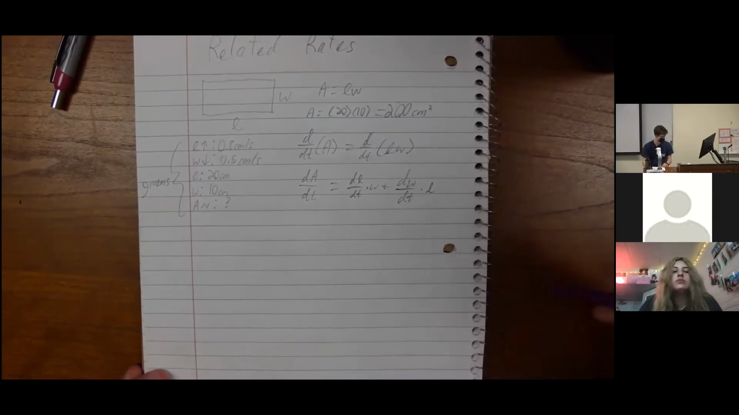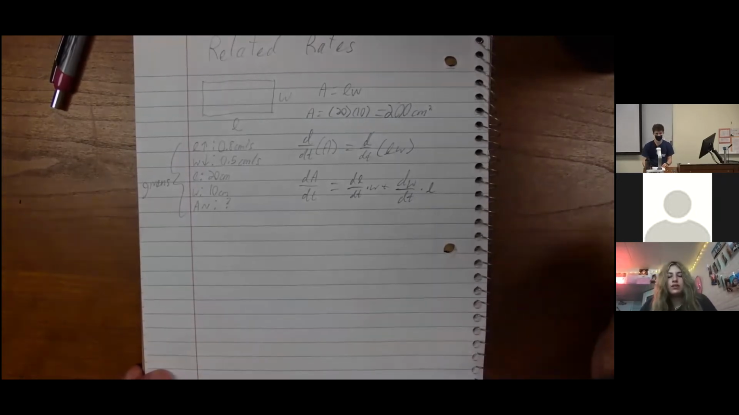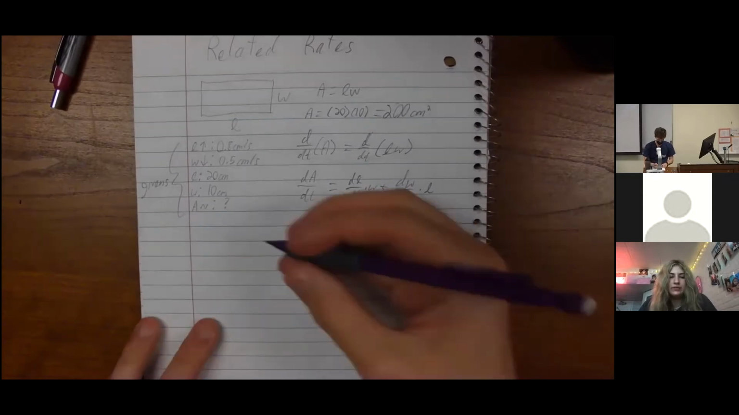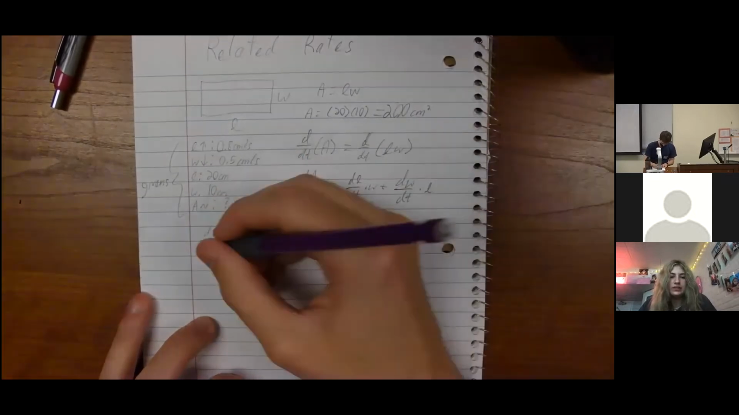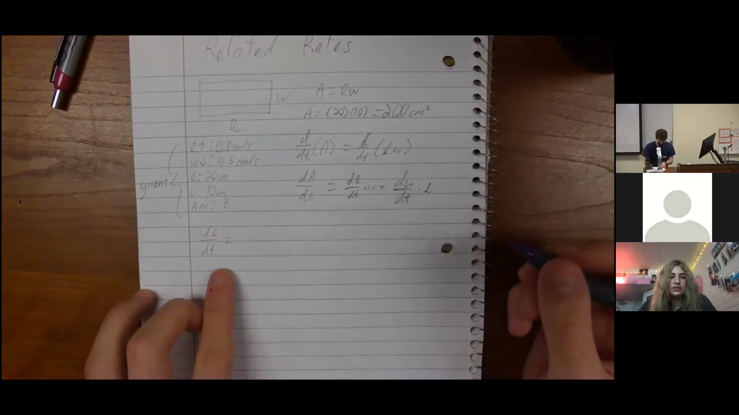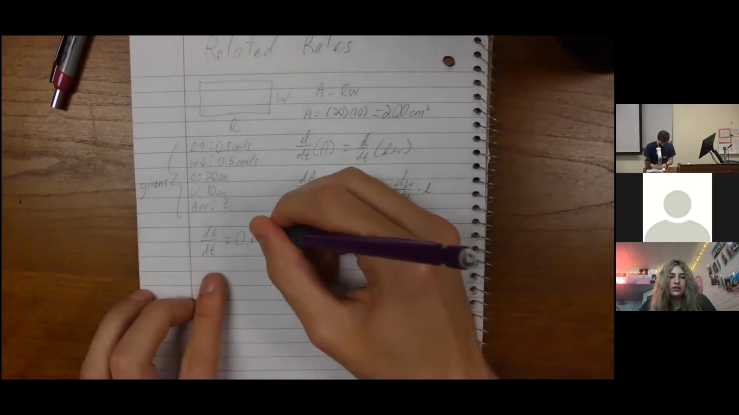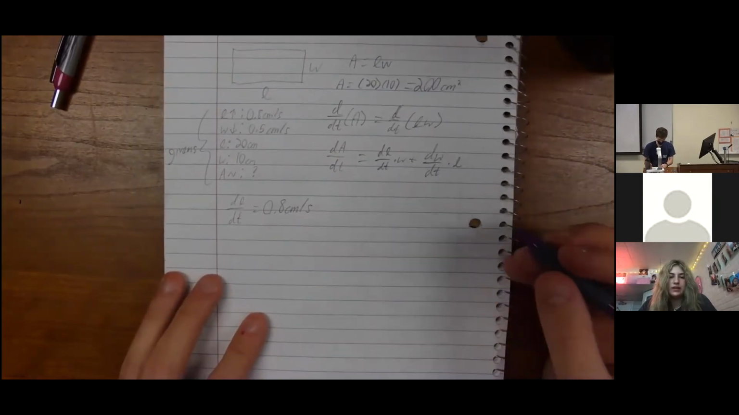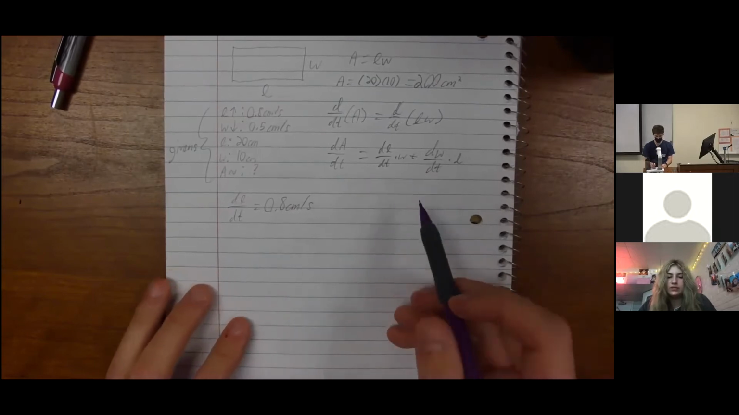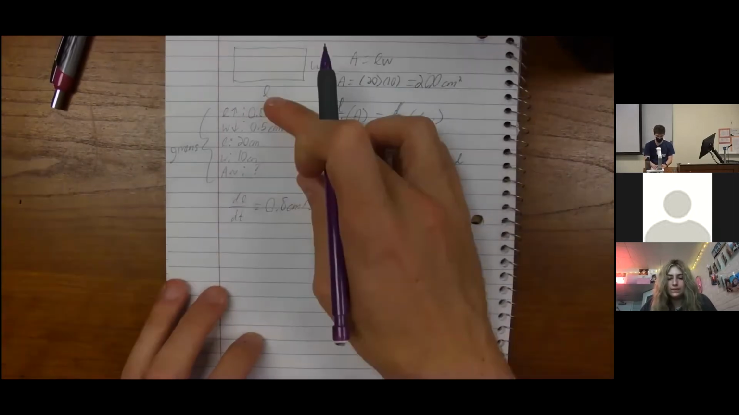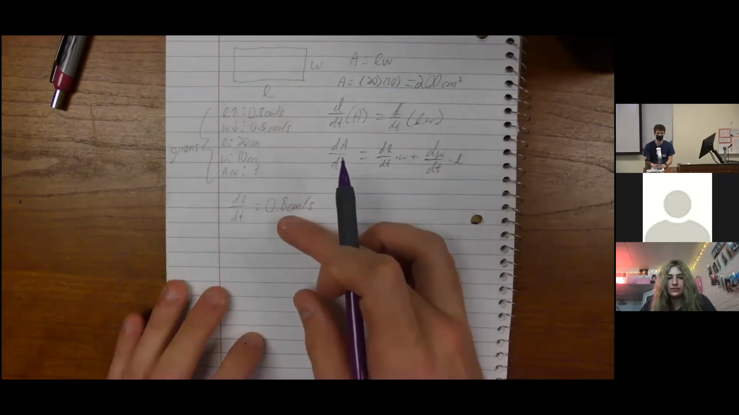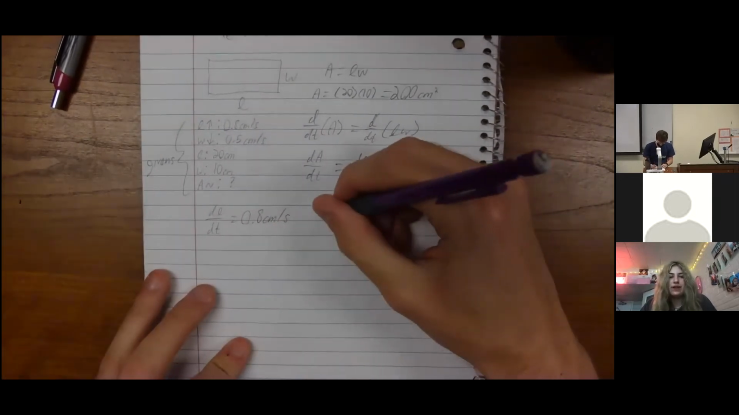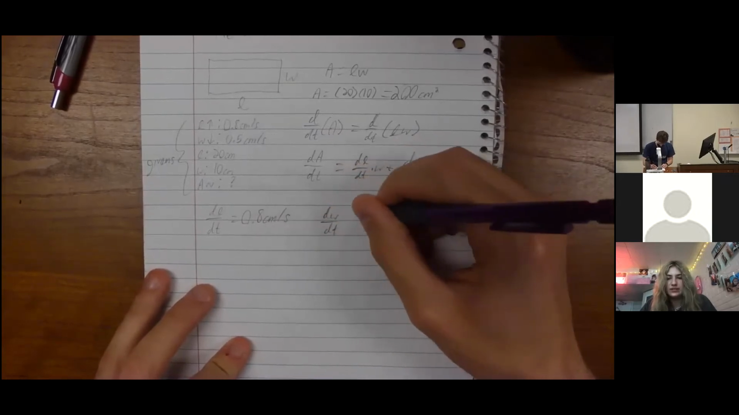For the length, for dL, would you put 0.8? And then would it be times 10? Let's just try to write all these values out so that we have something to look at. Okay, and then would dW be negative 0.5 because it's decreasing? Yes. Yeah.